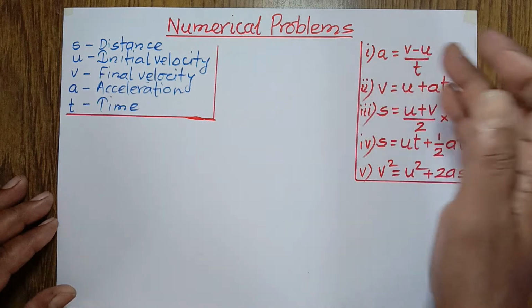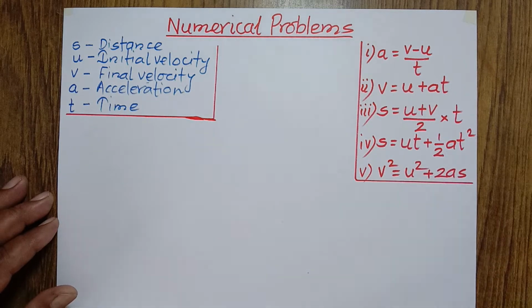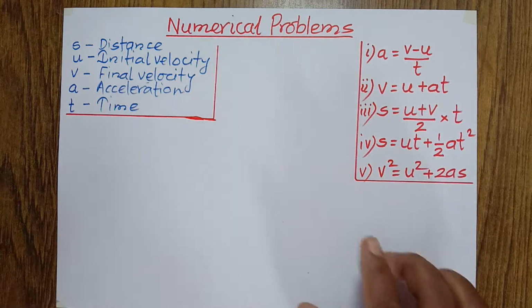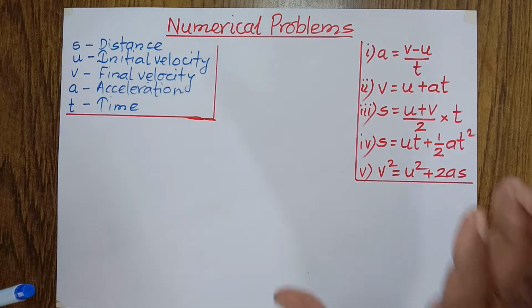What are they? Number one, a equal to (v minus u) by t, v equal to u plus at, s equal to (u plus v) by 2 into t, s equal to ut plus half at square, and number 5, v square equal to u square plus 2as.